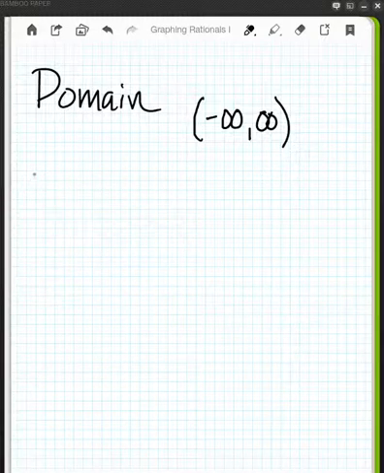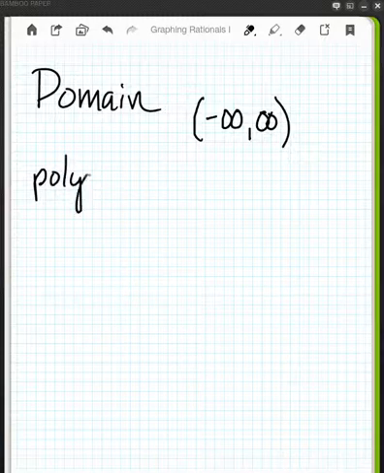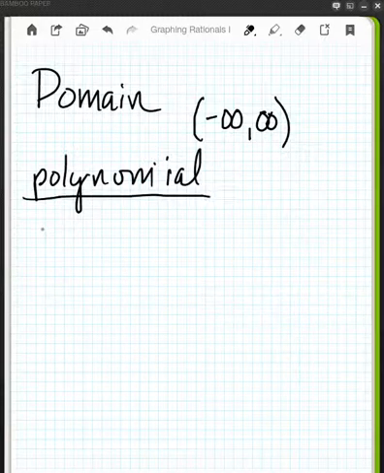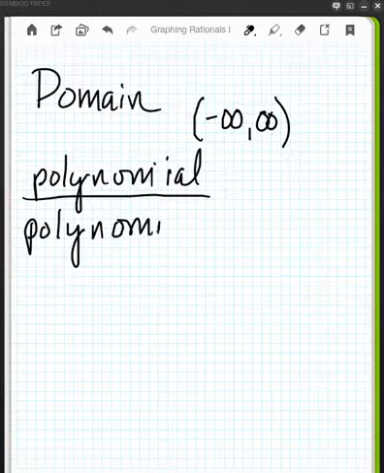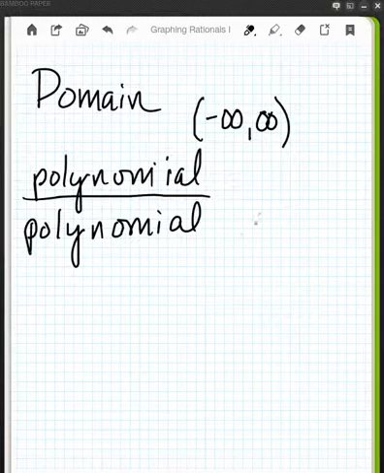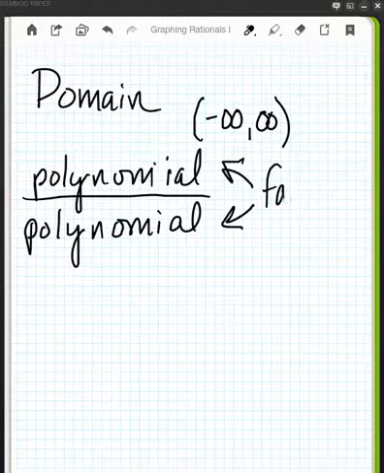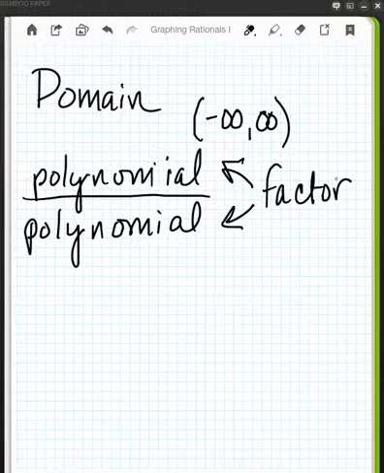And then we look for restrictions. Now, since rational functions are one polynomial divided by another polynomial, this means that what we are looking for is what restrictions would there be under these circumstances. And whenever you see polynomials, the first thing you should consider is to factor them. So we would do that first.